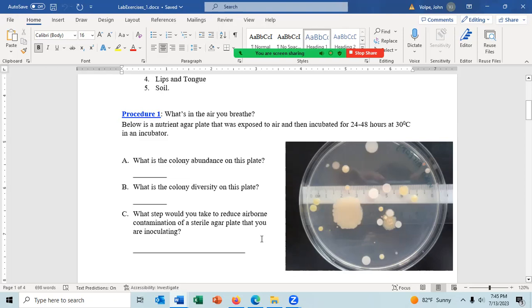And it has to be something you're doing while you're inoculating the plate. So don't tell me about putting the plate in the incubator upside down, because that is after you've inoculated the plate. Any question about that?